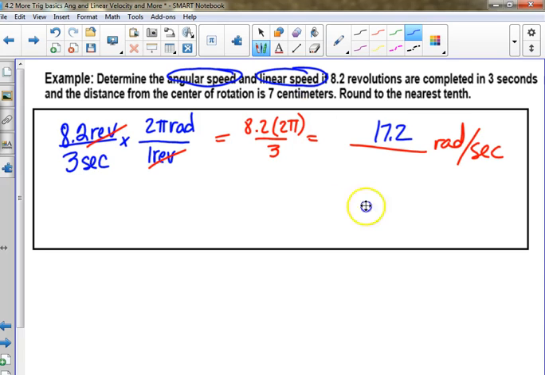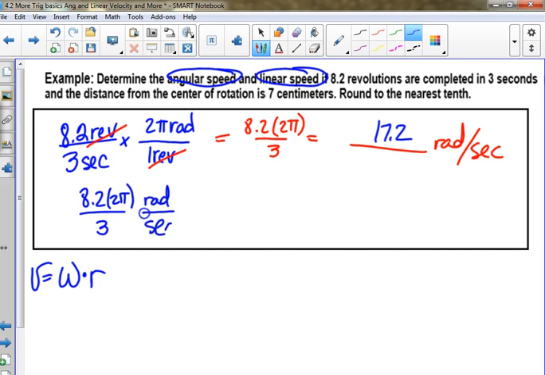Now, to have a linear speed, I don't want radians anymore. Okay. I need a distance. So the formula that sticks in my mind is to get from angular to linear, you multiply by the radius. But what I really know is I need to change this answer, 8.2 times 2 pi over 3, which is right now in radians per second. I need to get it into a distance.